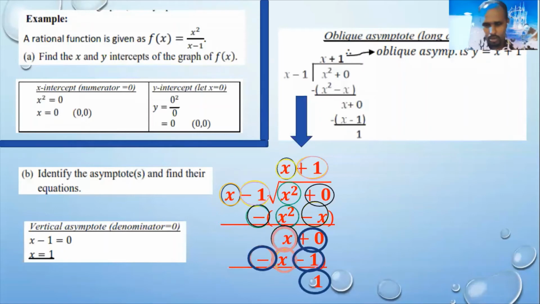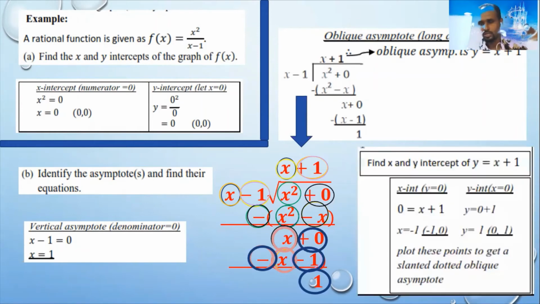Now the 1 that you get, that is the remainder. So we don't have to worry about the remainder because we just had to use this x plus 1. This is the answer we got. There is no other number that you can multiply with x to give you 1 here. So this becomes the remainder. We have got x plus 1. We'll be using x plus 1 to find the oblique asymptote. So this is what we have done here. I have used y equals x plus 1 to find the oblique asymptote.